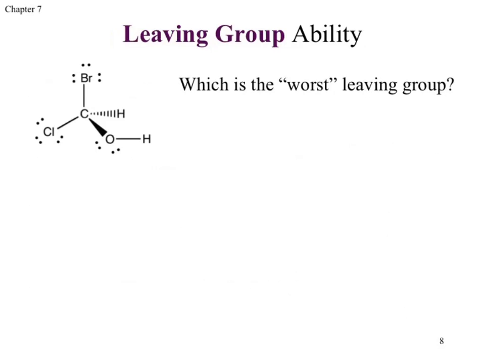Leaving group ability. So we've got a new structure here. Which of those leaving groups is the worst? Most people are actually able to pick this up without too much chemistry. So we're all concerned about that carbon, and I want to know which of those leaving groups, so which atom, would be the absolute worst leaving group? Why would the hydrogen be the worst?